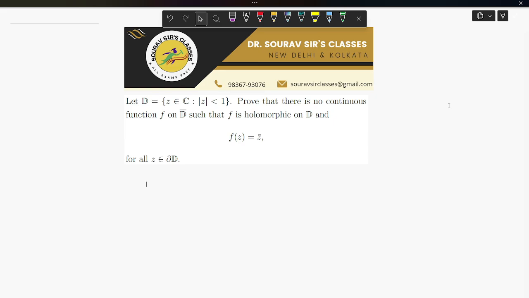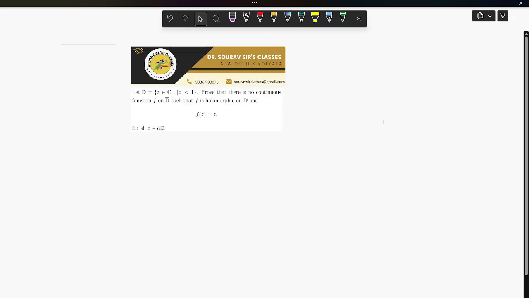So now we are going to solve a problem which appeared in the ISI JRF question paper. The question is telling us: let D be the open disk, that means z belongs to C, mod z less than 1. Prove that there is no continuous function on D bar such that f is holomorphic on D and f of z equals z bar for all z belonging to del D. Okay, so let us see what we can do.